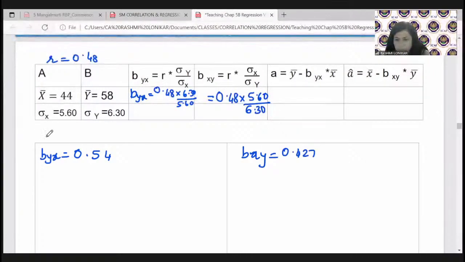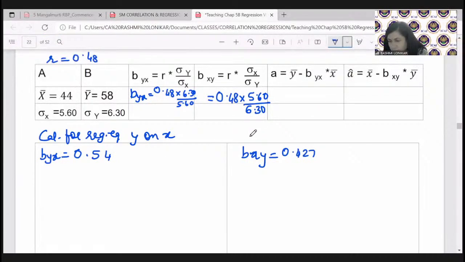This is the calculation for regression equation y on x, and this is regression equation x on y. Okay. So I have found out byx. I have also found out bxy.